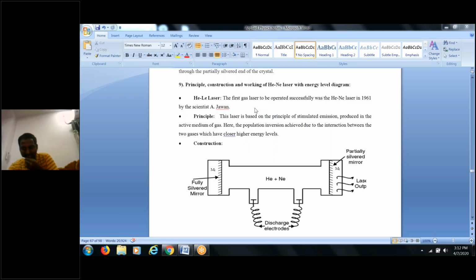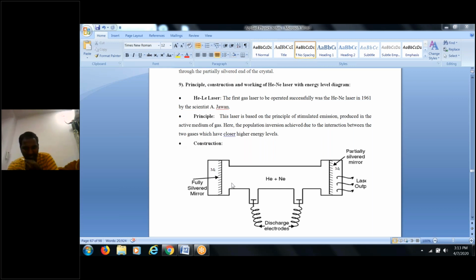Again, the principle is exactly the same. First of all, you have to identify which one is the active material. Here helium and neon gases are taken in the ratio 10:1. For every 10 helium atoms, we have one neon atom. Obviously, the one present in least concentration becomes the active material. Here neon atoms are present in least concentration, so neon atoms will act as active material. Therefore, we have to excite the neon atoms to the higher energy level, giving population inversion, and then stimulated emission produces coherent photons, the laser light.